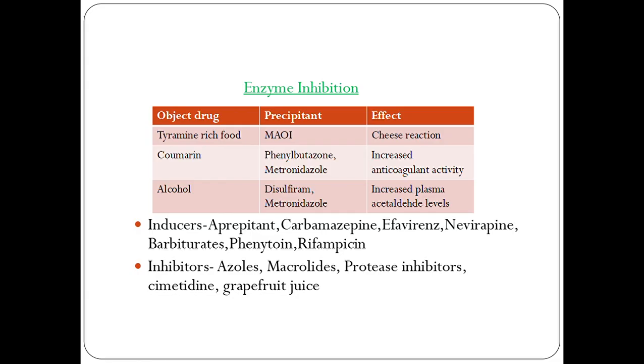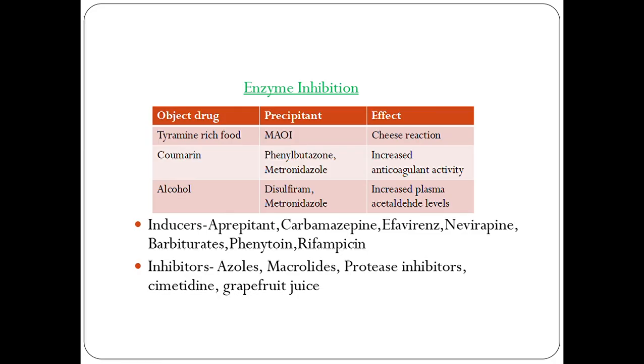Then this is the table showing examples of enzyme inhibition. Object drug: tyramine-rich food. Precipitant: MAOI, that is monoamine oxidase inhibitor. Effect: cheese reaction. If you give tyramine-rich food with an MAO inhibitor, then there will be a cheese reaction.